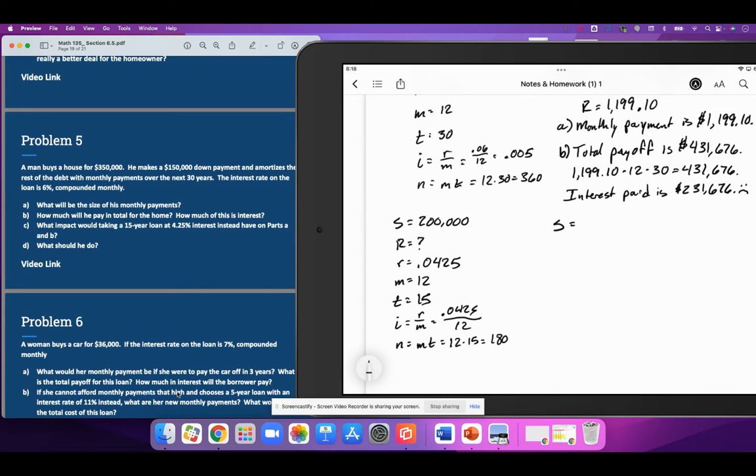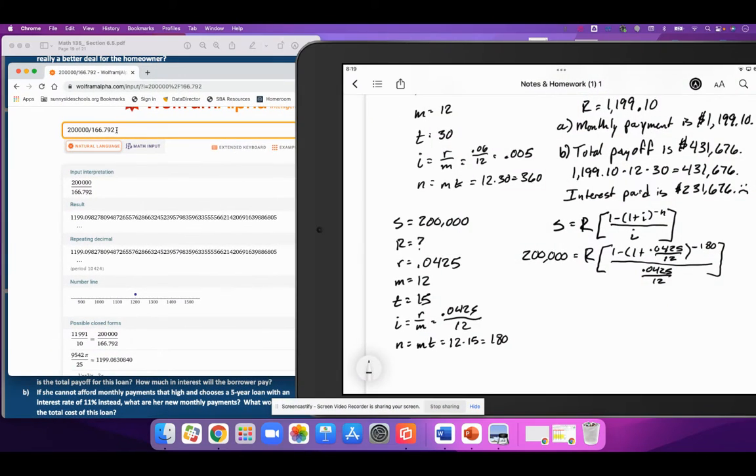So what we got is S equals R times 1 minus 1 plus I to the negative n over I. So 200,000 equals, we don't know what the monthly payment's going to be, R times 1 minus 1 plus 0.0425 over 12 to the negative 180 over 0.0425 over 12. Boy, it's kind of a nasty one.